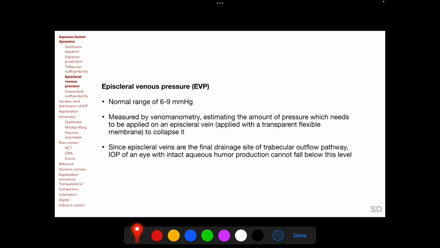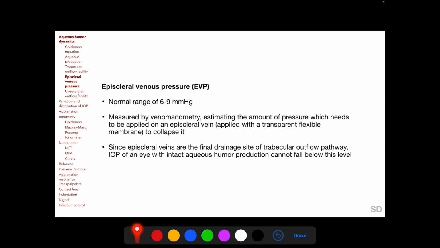The normal range of episcleral venous pressure is 6 to 9 millimeters of mercury, and episcleral venous pressure can be measured by venomanometry, in which the amount of pressure which needs to be applied on an episcleral vein to collapse it is measured. Since episcleral veins are the final drainage site of the trabecular outflow pathway, the intraocular pressure of an eye with intact aqueous humor production cannot fall below this level.